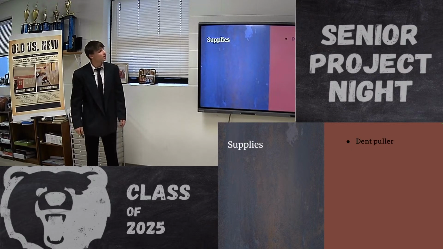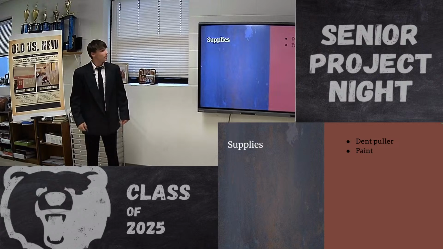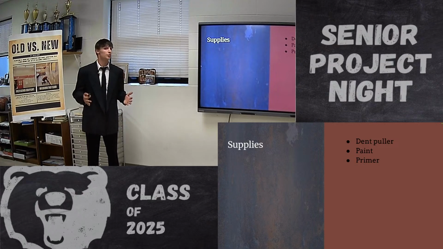More supplies. A dent puller. Like I said, you have to pull those dents out. Otherwise, the paint will look wavy. Paint, primer. Like I said, you have to have at least 1 to 2 coats on there, maybe about 1.5, just a little extra light spray on there.